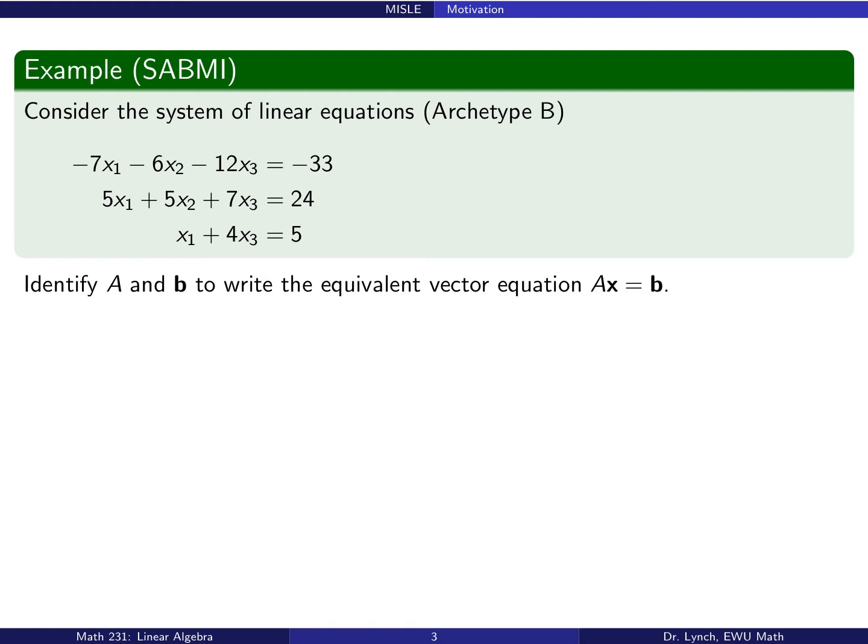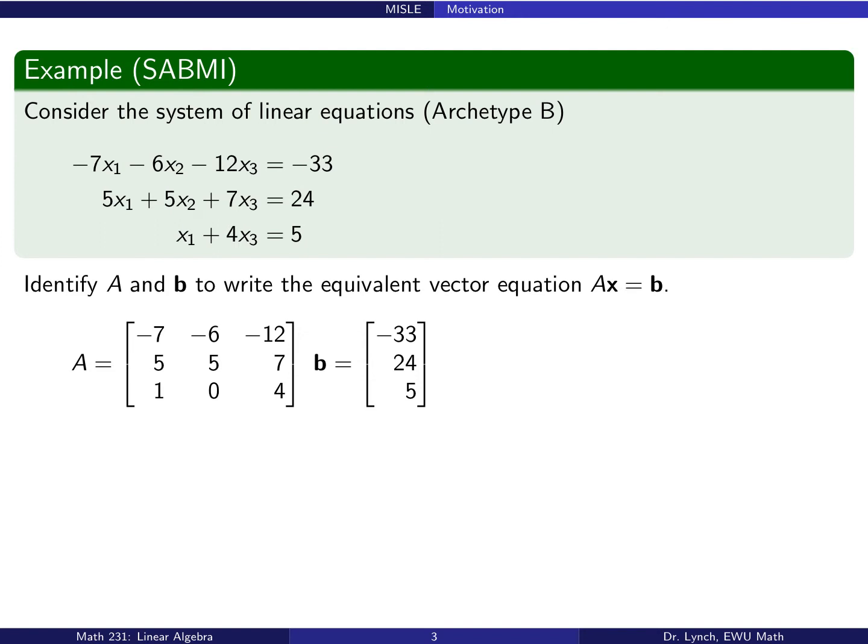So here's the system of linear equations associated with archetype B. Last time we saw that solving the system of linear equations is the same as solving the vector equation Ax equals b. So we sort of know how to do this. We can pick off the matrix A. It's the same as the coefficient matrix of the linear system. And we can pick off the vector b. It's the same as the vector of constants for the associated linear system, to write the vector equation Ax equals b. So here is that A and here is that b.